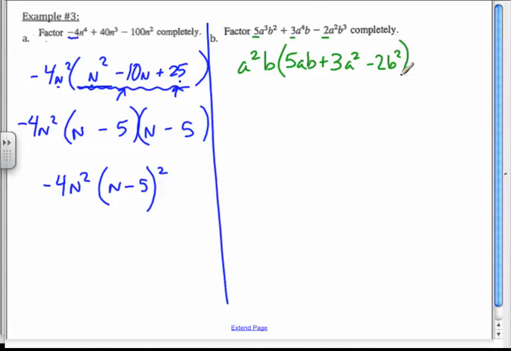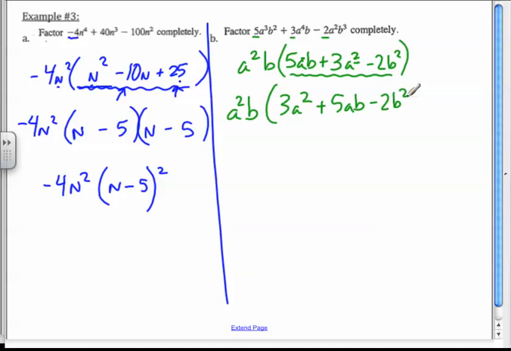I like that. But you know what I don't like? I don't like the order this is in. Because, see, it's not in standard form. The higher power of a is behind a lower power of a. So I need to rewrite that as a squared b times, I'm sorry, not 5. That's the reason I'm writing it over. Plus 3a squared plus 5ab minus 2b squared. Huh. Okay. I wonder if I can factor that.